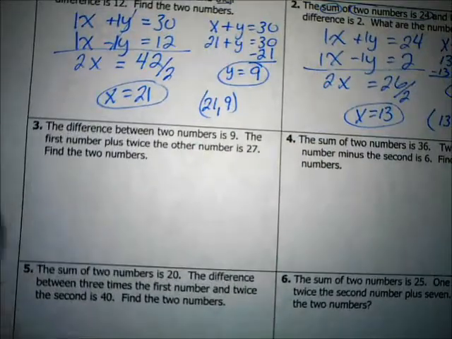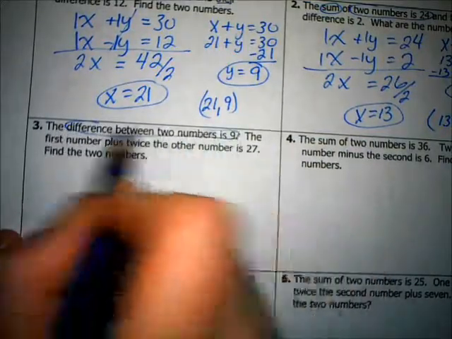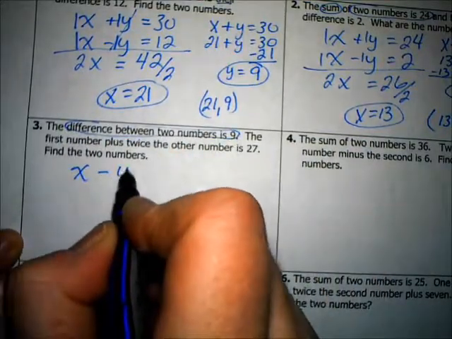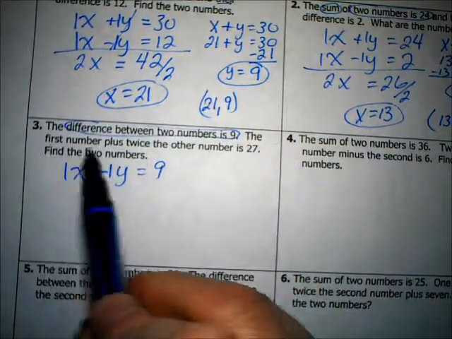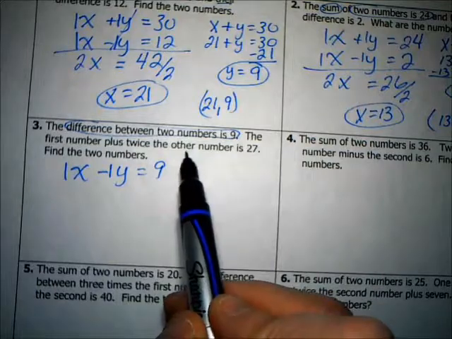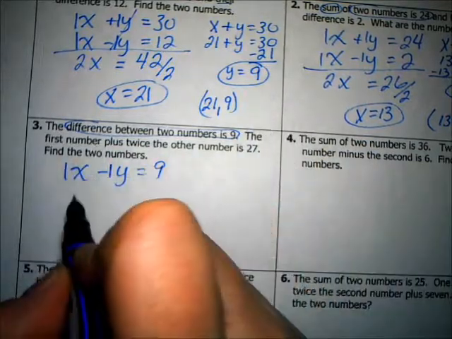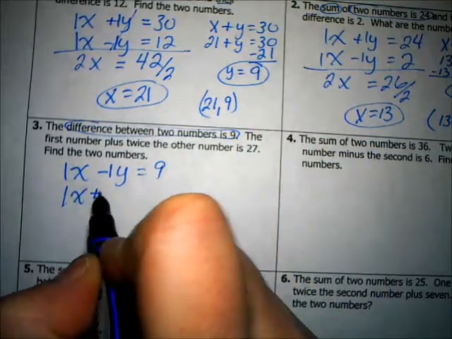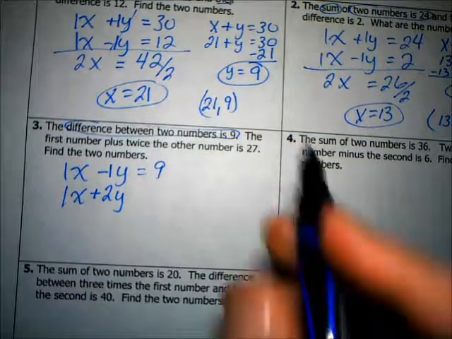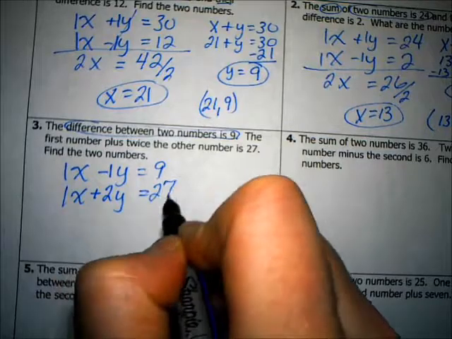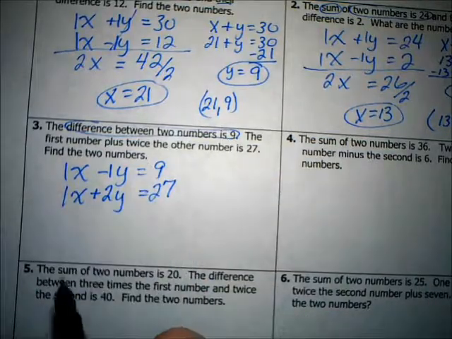Okay, on number 3, it says the difference of the two numbers is 9. The first number plus twice the other number is 27. So I have the first number plus twice the other number, so that's the 2y, is equal to 27. And then they want to know the two numbers.